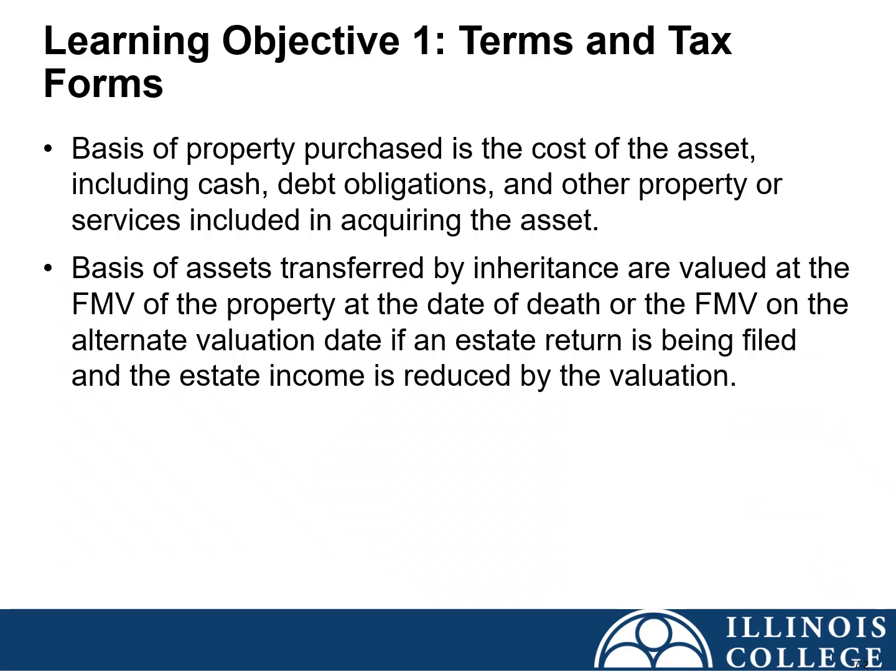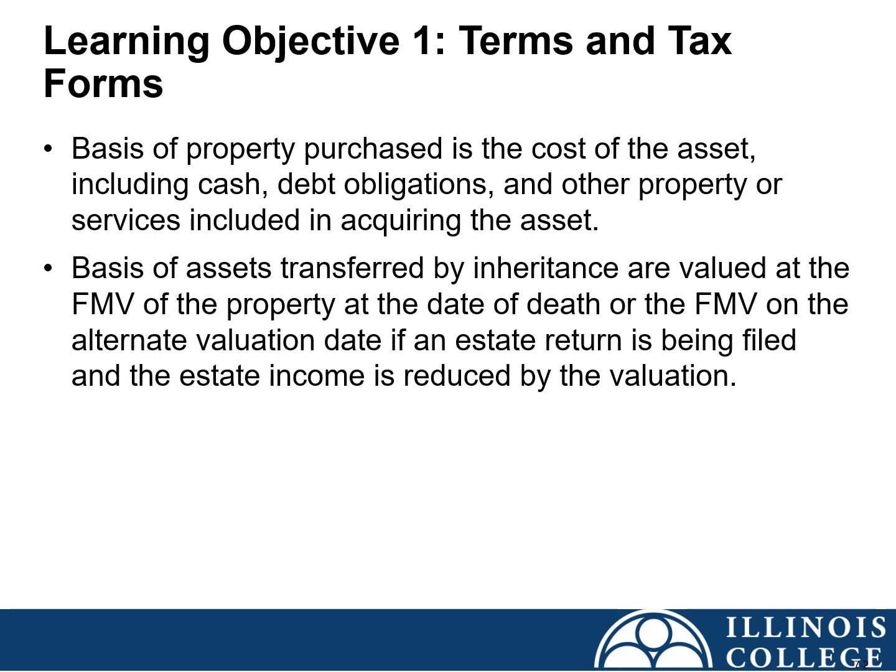The first key term is basis. Basis is essentially a taxpayer's investment in an asset. For property that is purchased, basis is generally the cost of the asset, and that includes the cash they paid for it, any debt they took on to acquire that asset, and the value of any other property or services given up to acquire it. So when you think basis, think what did the taxpayer put into the asset? And that's going to be our starting point.